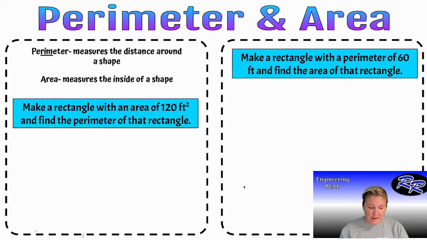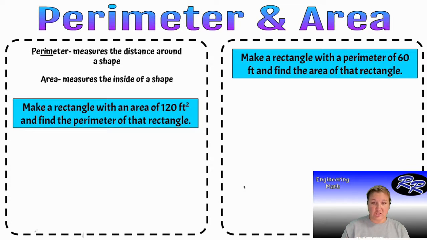All right, so your first day here, you're going to start off with just rectangles and perimeter and area and some restrictions there. The first thing we're going to do is make a rectangle with an area of 120 square feet and then find the perimeter of that rectangle. So what I want you to do right now is write in your dimensions, and then type in your perimeter. Got it? All right, so let's see if you got it right.